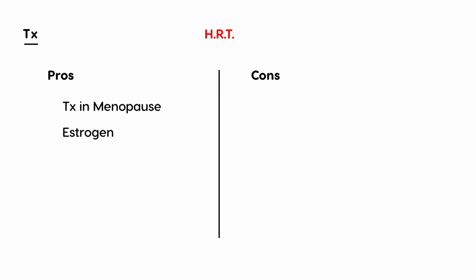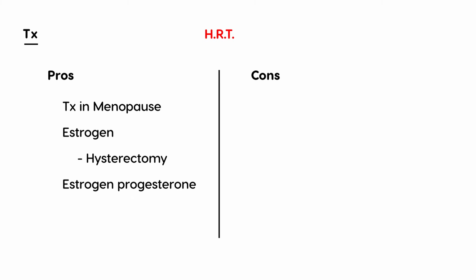I just want to mention one thing before I go on to the cons, is that estrogen is given alone only if a woman has had a hysterectomy, okay? If a woman still has her uterus, you give estrogen plus progesterone, okay? Why is that? Well, because if a woman still has her uterus and you give just estrogen alone, that unopposed estrogen can increase the risk of getting endometrial cancer. So if she still has her uterus, you have to give combination therapy.